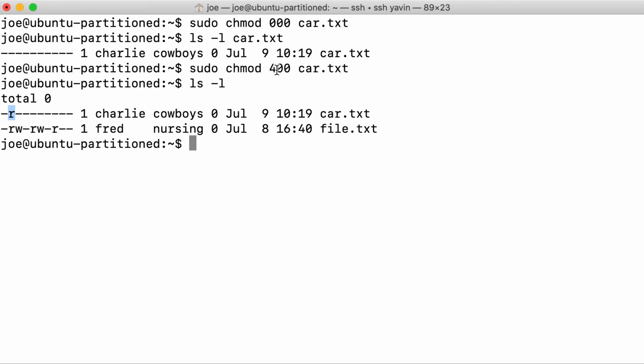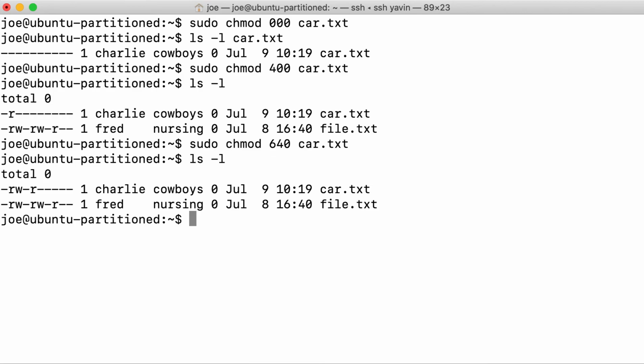Well, what about sudo chmod 640 on car.txt? Before we look at it, try to think about what it's going to do. The first number is representative of the user. So the user, what adds up to 6? Well, 4 and 2. 4 is read, 2 is write. So the user should have read write. The group should have read, and everyone else should have no permissions at all. So if I do ls -l, that's indeed what we have.